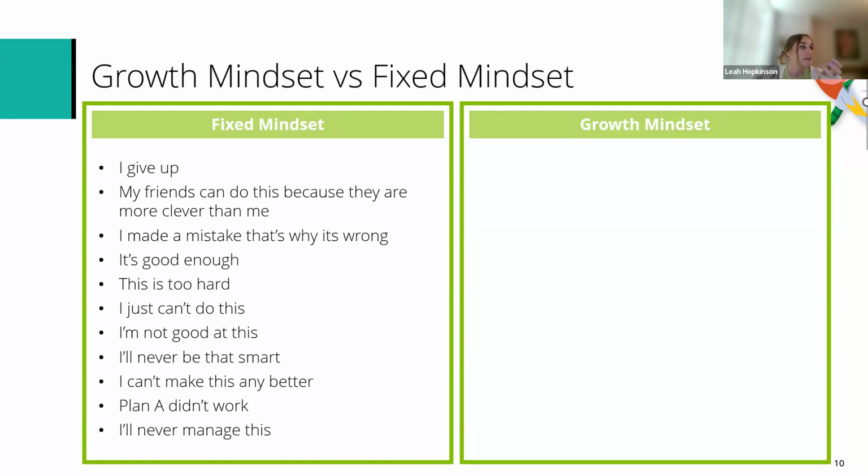So yeah, I've made a mistake. This is too hard. I just can't do this. I'm not good at this. I'll never be smart. I'll never manage this, that kind of thing. So how might we reframe those thoughts into a growth mindset? What would you expect a student to be thinking in a growth mindset? Please do share your answers.